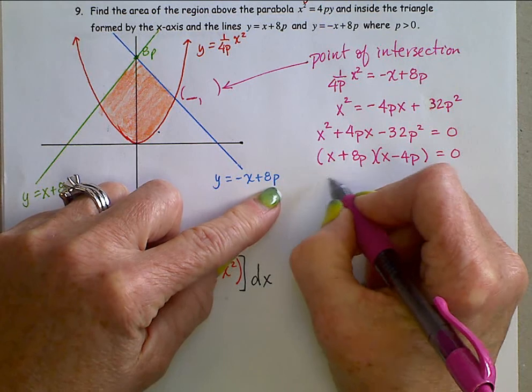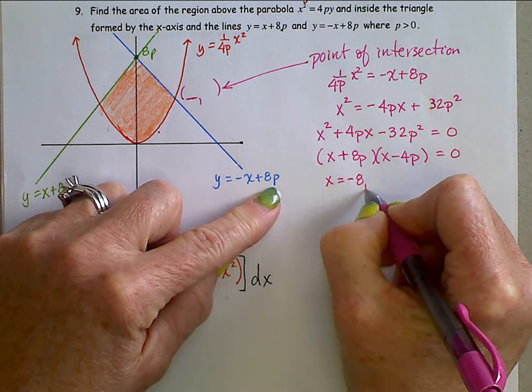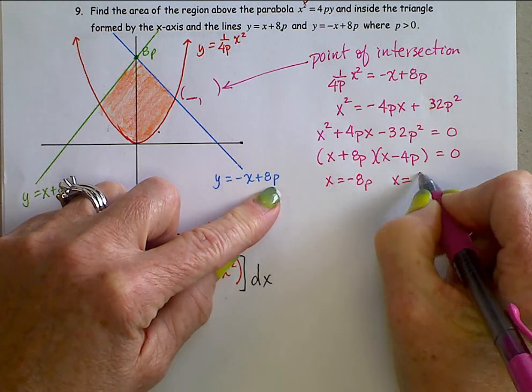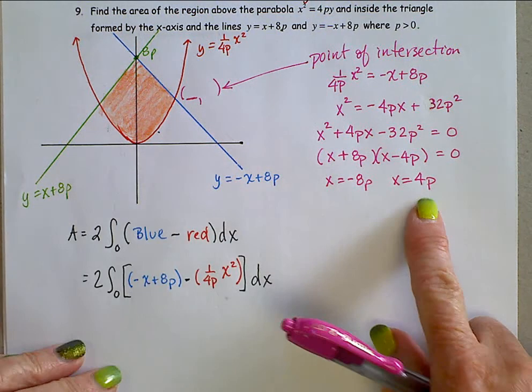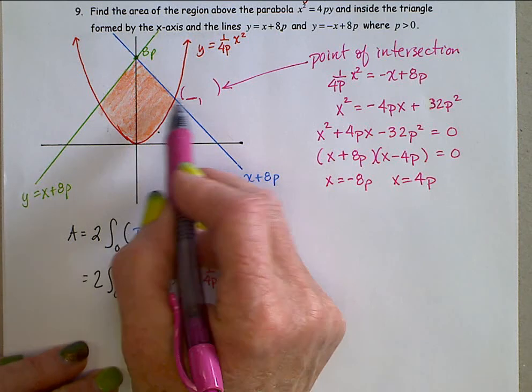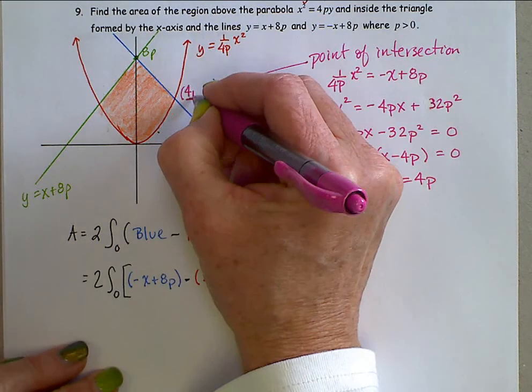Solving this, we'll get x is negative 8p and x is 4p. Because p is positive, we know that this one has to be 4p.